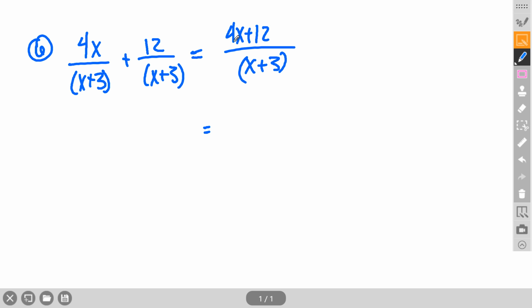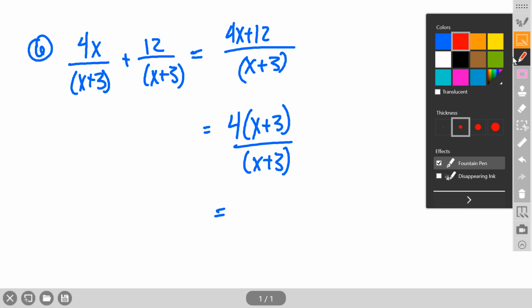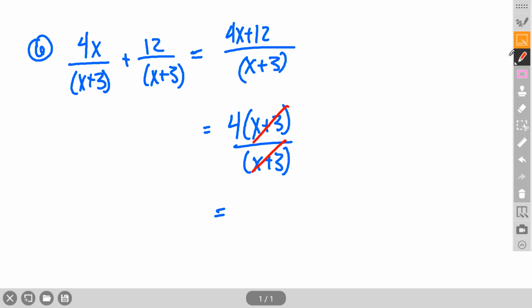Well, wait a minute. 4x plus 12 can factor. If you factor out the GCF there, you get x plus 3. Well, a factor of x plus 3 in the numerator and a factor of x plus 3 in the denominator can cancel, so all we're left with is 4. So keep that in mind, that you do want to check your factorizations at the end to make sure that they don't have any factors in common.